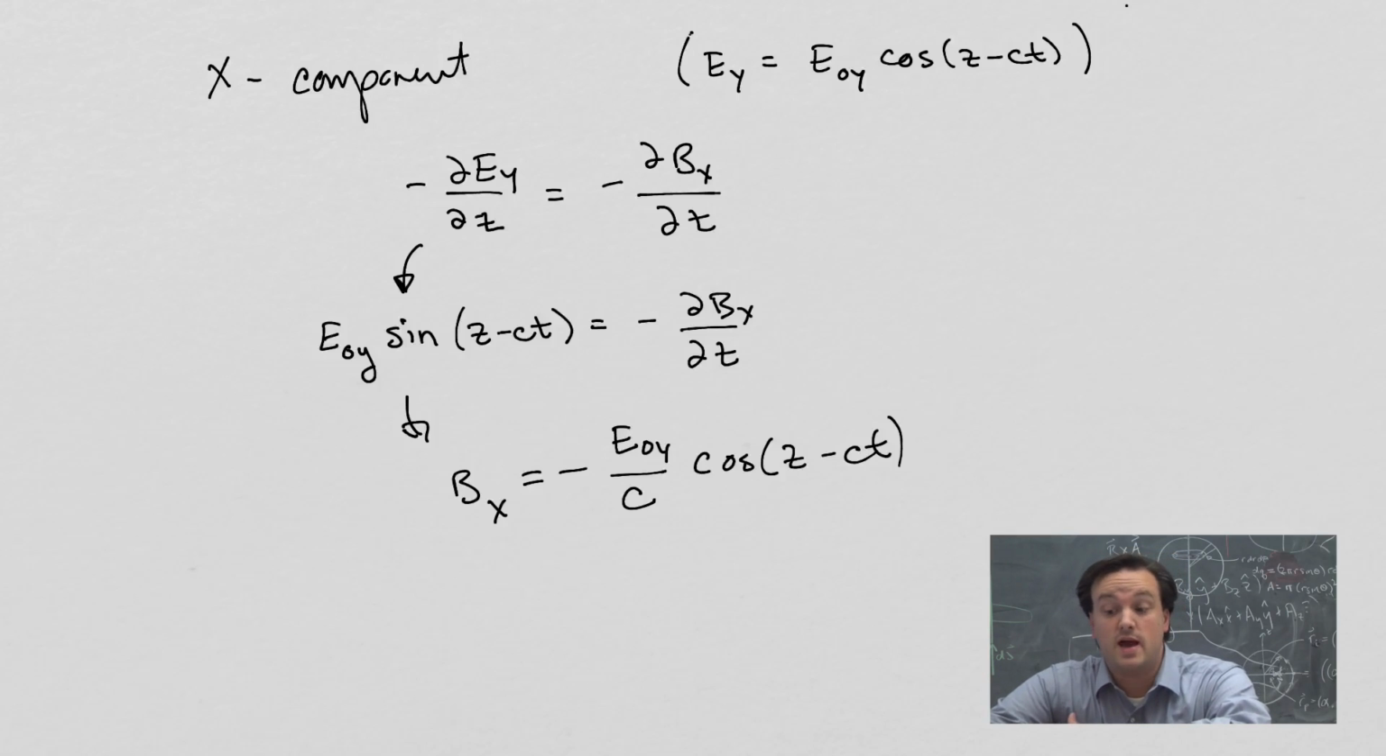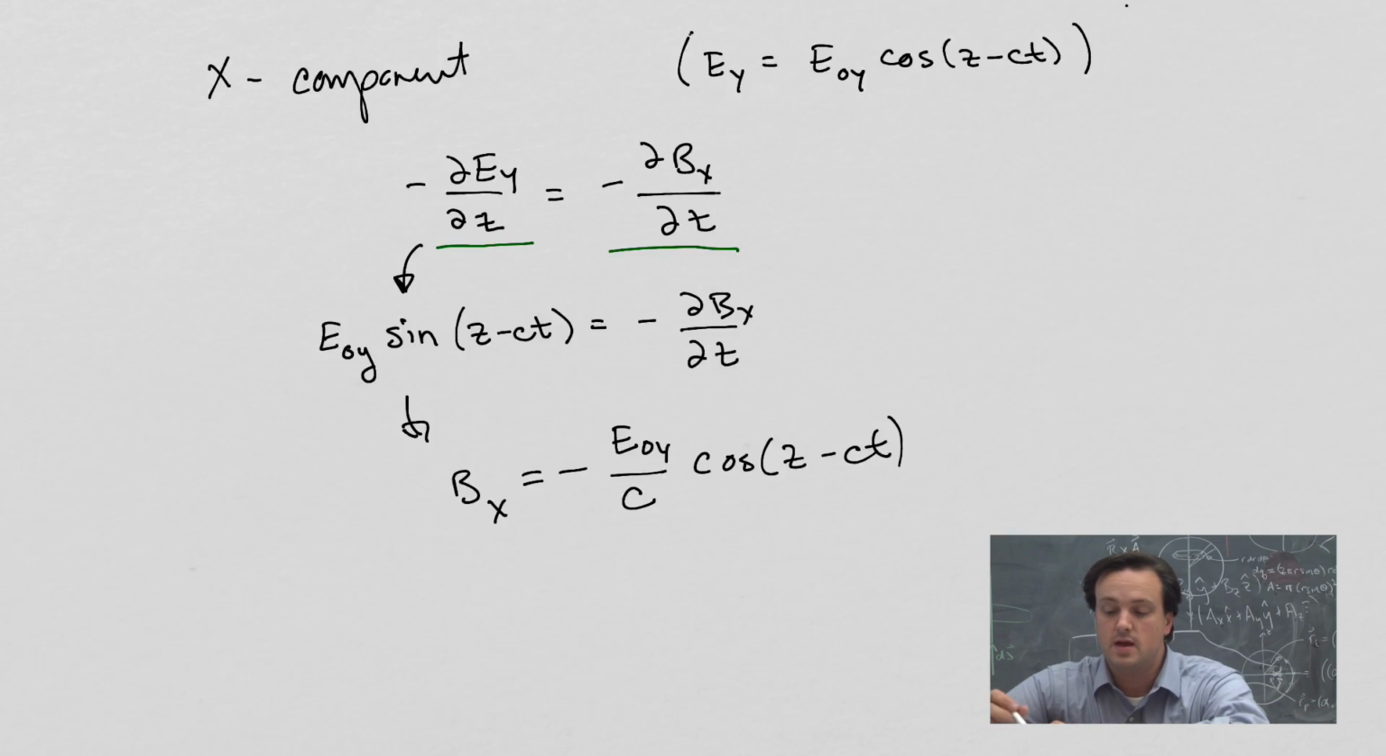Okay, let's do it for the x component. So first, what I have is that minus the derivative of Ey with respect to z is equal to minus the derivative of Bx with respect to t, right? The x component of the curl of E actually contained the y component of the electric field, and that's why I have a dEy dz on the left-hand side. But on the right-hand side, I just had the time derivative of B, and so I still have the x component.